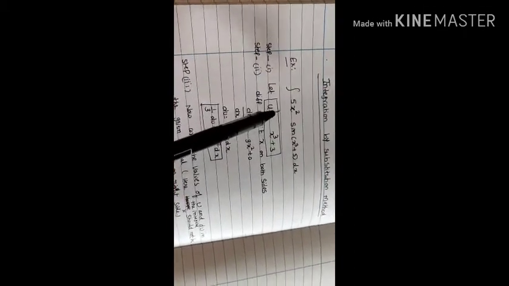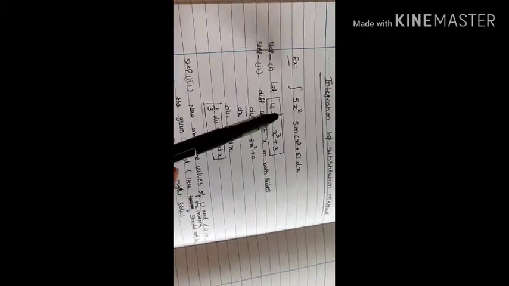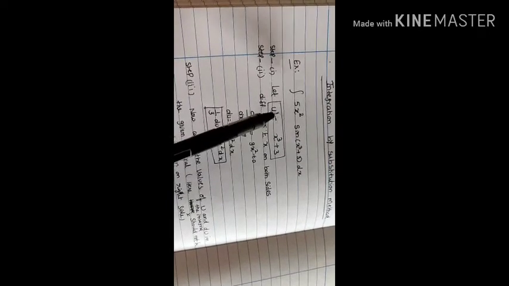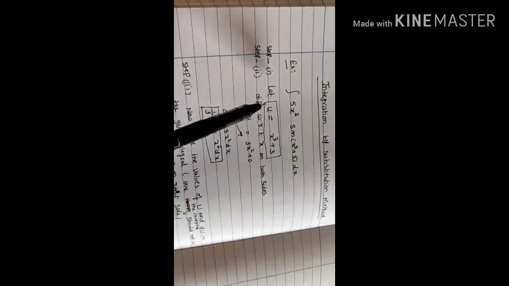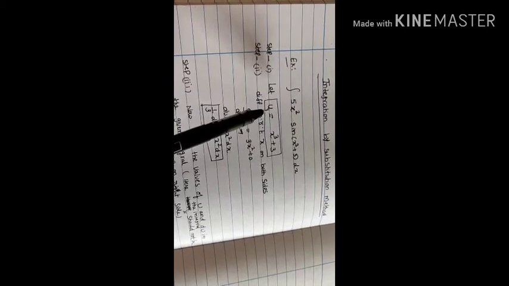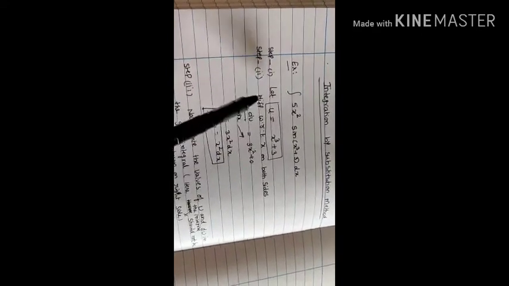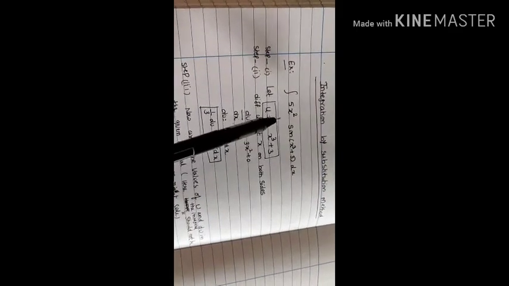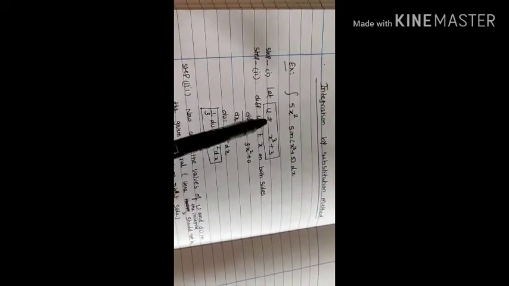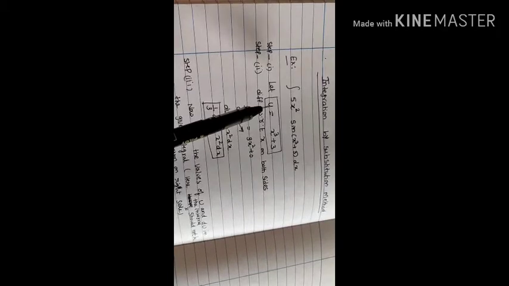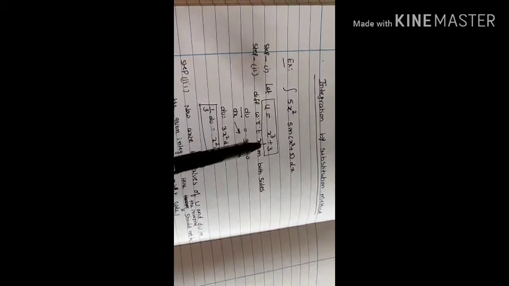So what are the steps to follow for integration by substitution? First, let u equal x cube plus 3. This is the first step. You have to choose another variable in place of x. So that is what we are doing. Choose another variable u equal to x cube plus 3.